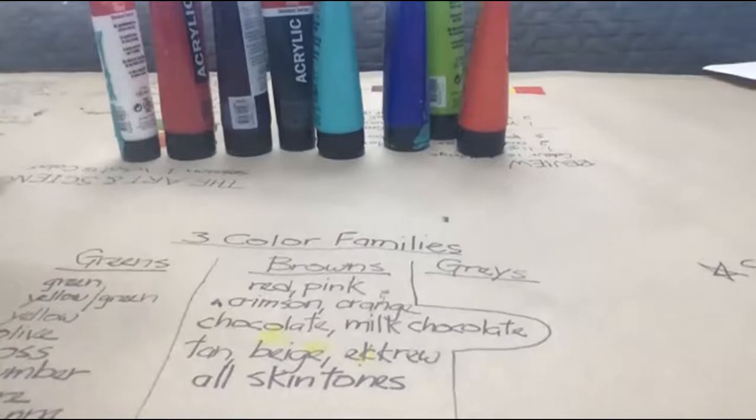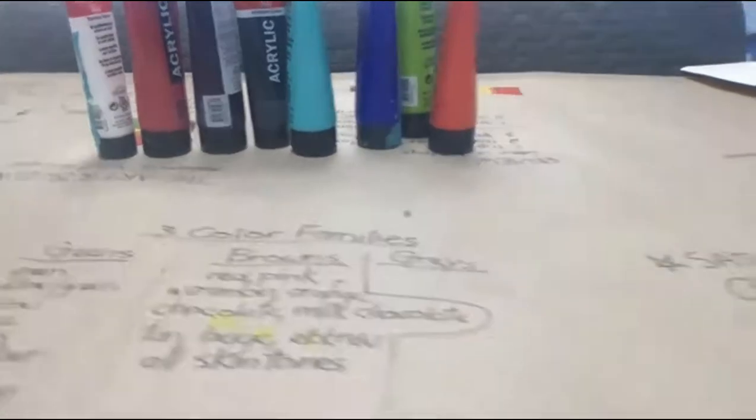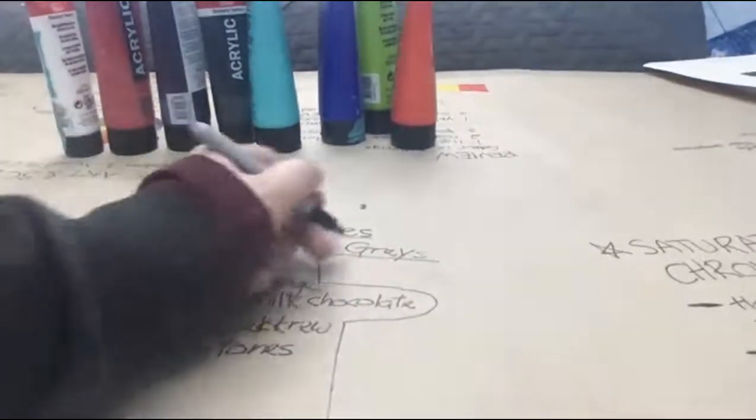And with these yellow colors, one of the tests of whether it's in the green category, because of course there are things on the border between greens and browns: if you add black to it, if it turns green, then it's in the green family. Okay? So now, the grays.